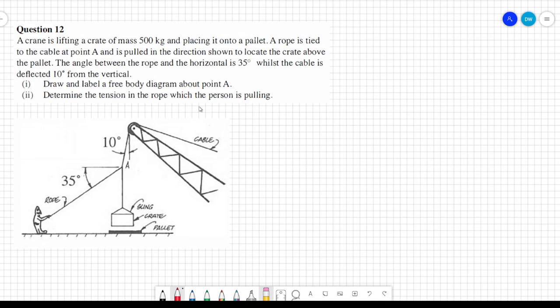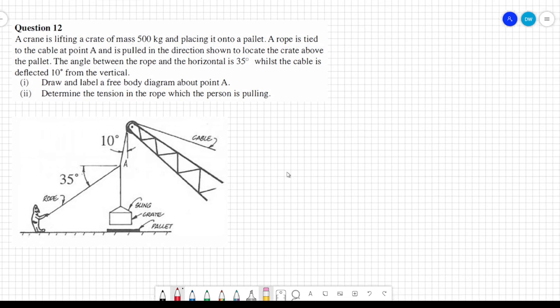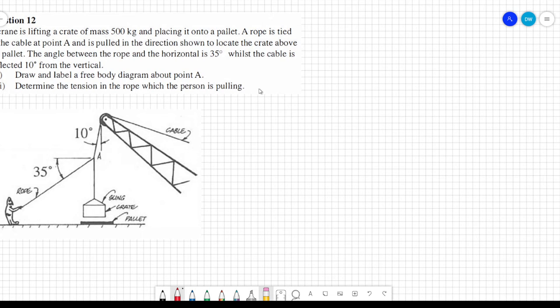So firstly, the scenario is you have a load here, the crane is pulling one way, this dude is pulling the other way. And if the whole thing remains static, it will be in equilibrium, which means all the forces will cancel out. What we can do is firstly do a free body diagram to simplify the force system so we know which forces are actually acting on it.